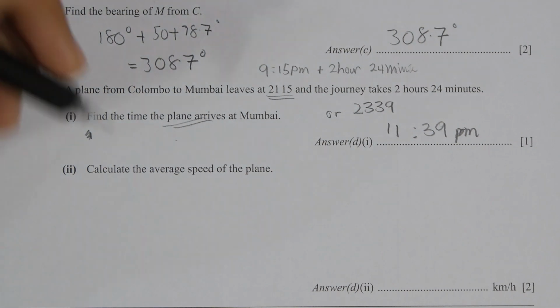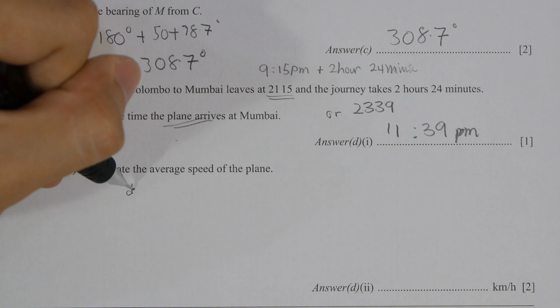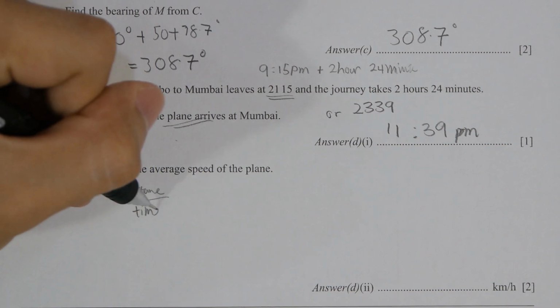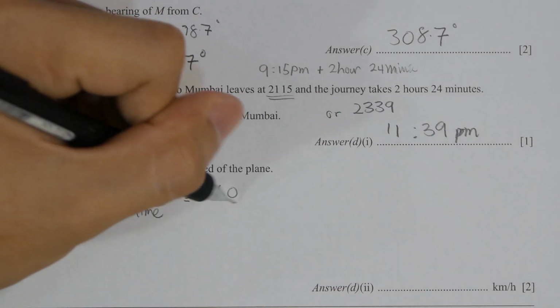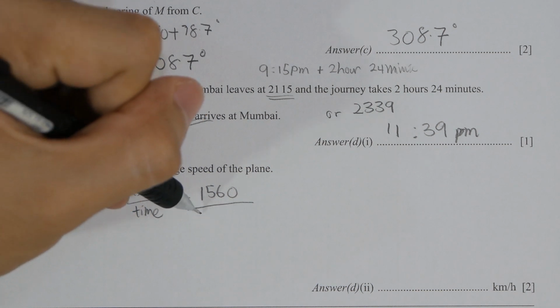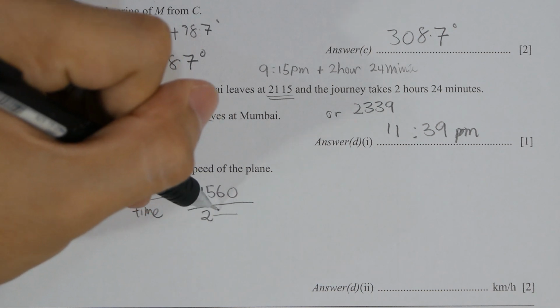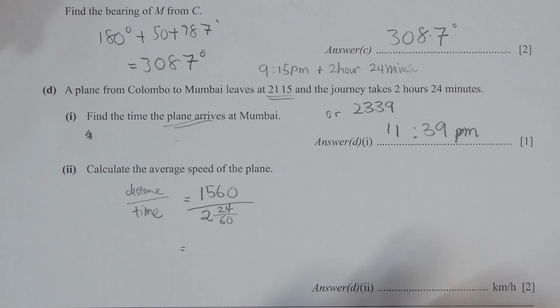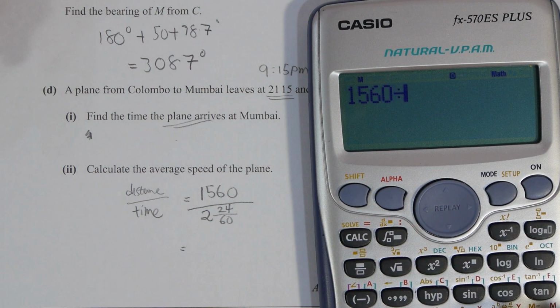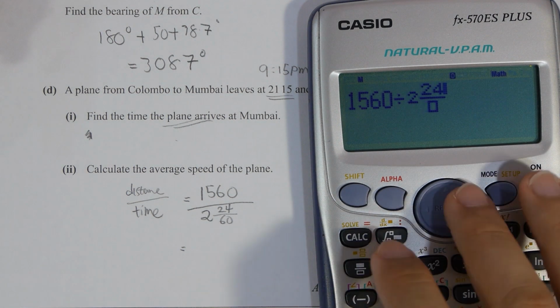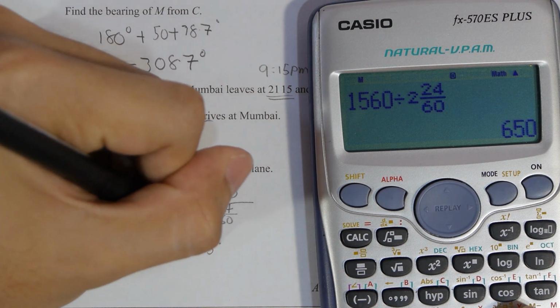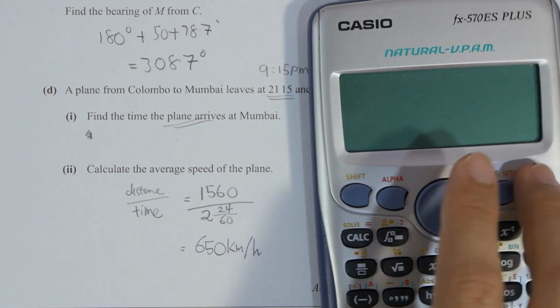And calculate the average speed. The distance is 1560 divided by 2 hours. You are required to change the 24 minutes into hour format by dividing it by 60. After the calculation, you will get 650 km per hour as the final result.